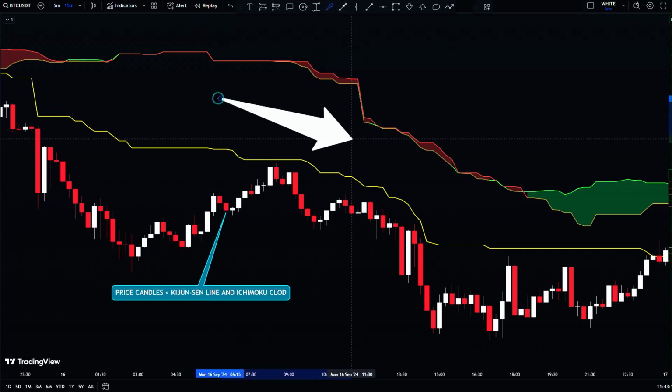The next step is to figure out the best price and time to enter buy and sell trades.